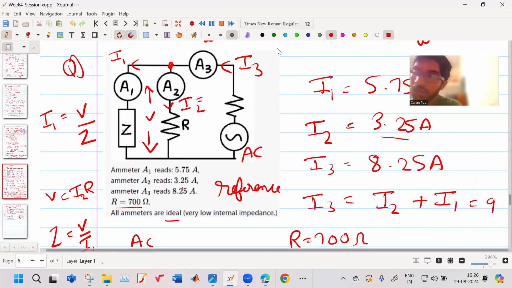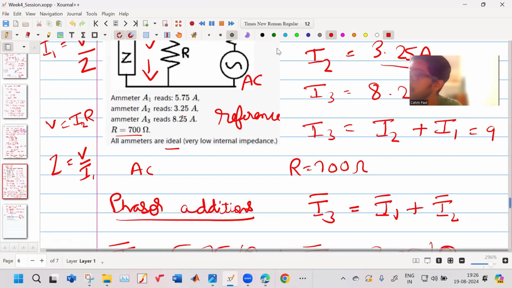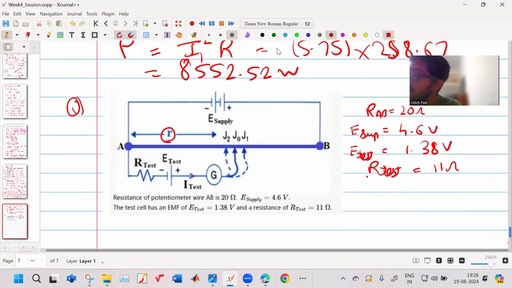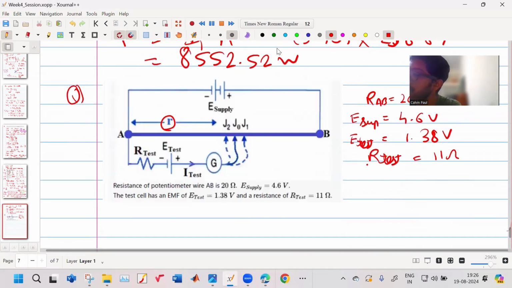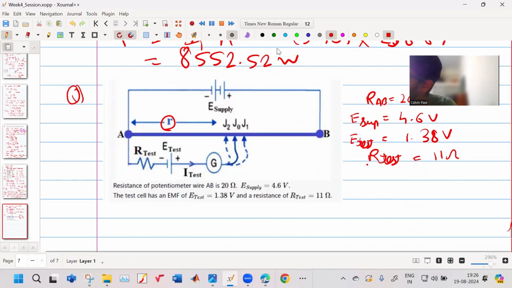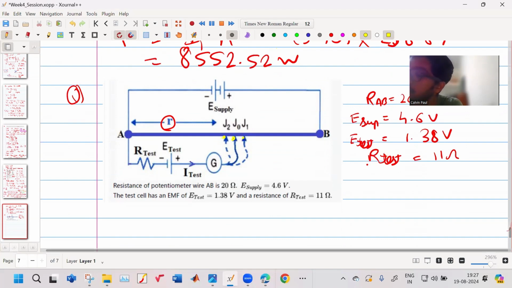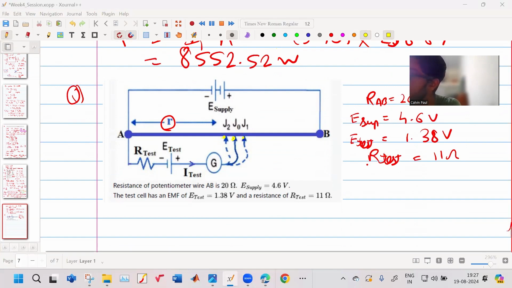Yes, sir. Okay, great. So now we have to find where I put the jockey. Should I place my jockey here or here or here? At what length of R will the jockey show null deflection? Okay, good.